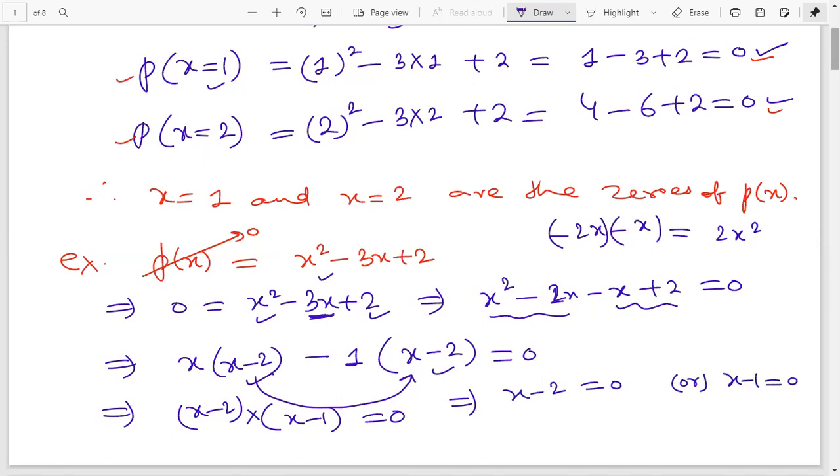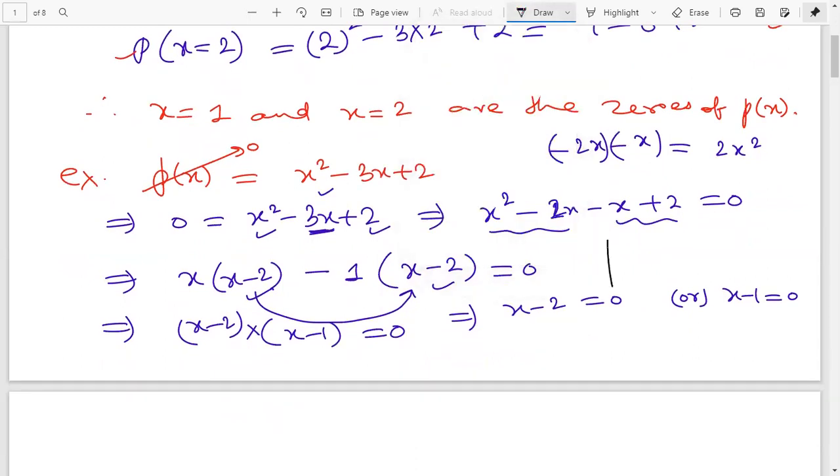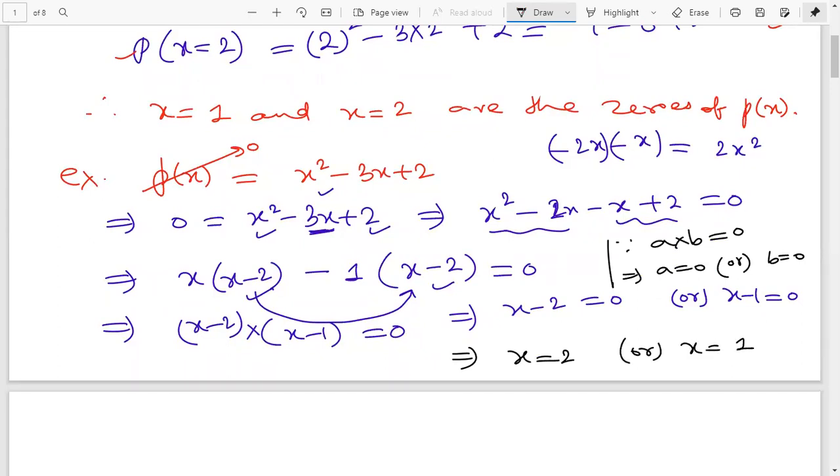You know the process, because you know the basic concept that since a into b is 0, that means a equal to 0 or b equal to 0. This is our understanding. That's why x minus 2 equal to 0 or x minus 1 equal to 0. So x equal to 2 or x equal to 1. We got two values of x, 2 and 1.